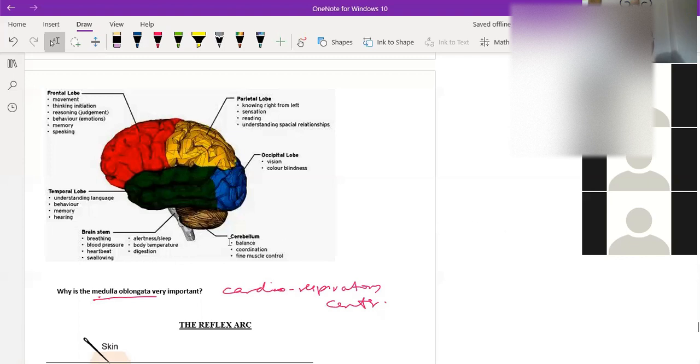And then we come to the cerebellum. The cerebellum keyword is balancing and coordination. If you're walking, it helps you to balance yourself. You can close your eyes and walk, all because of the cerebellum. So that's a quick overview of the parts of the brain and what they do. But if you forget everything else, don't forget the medulla oblongata.